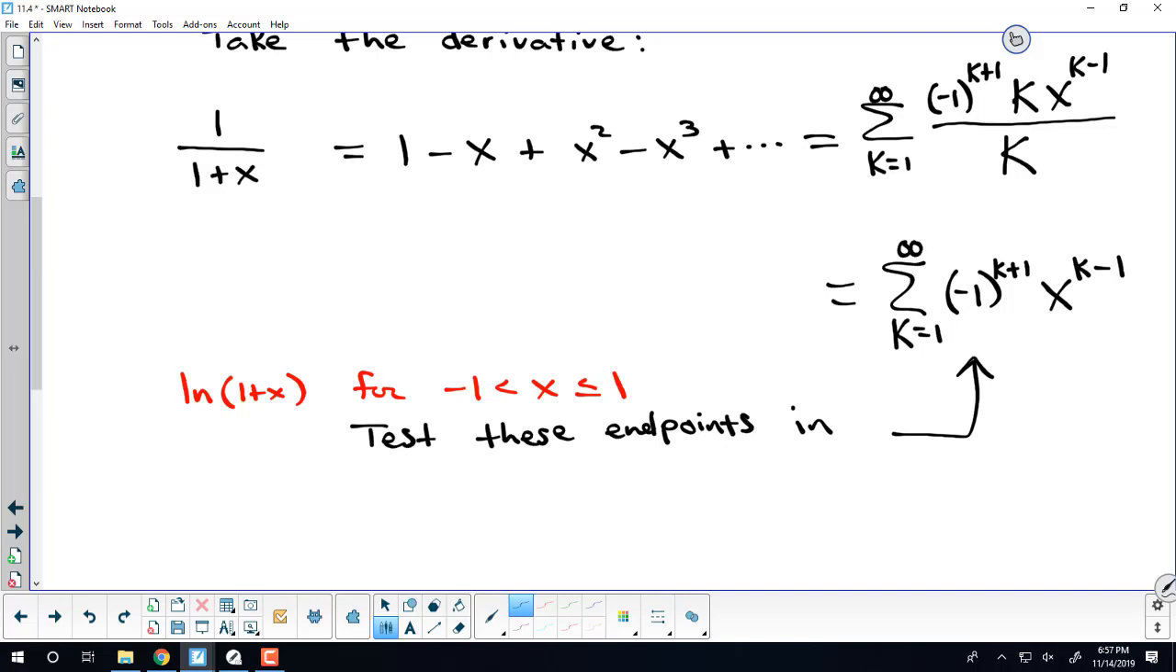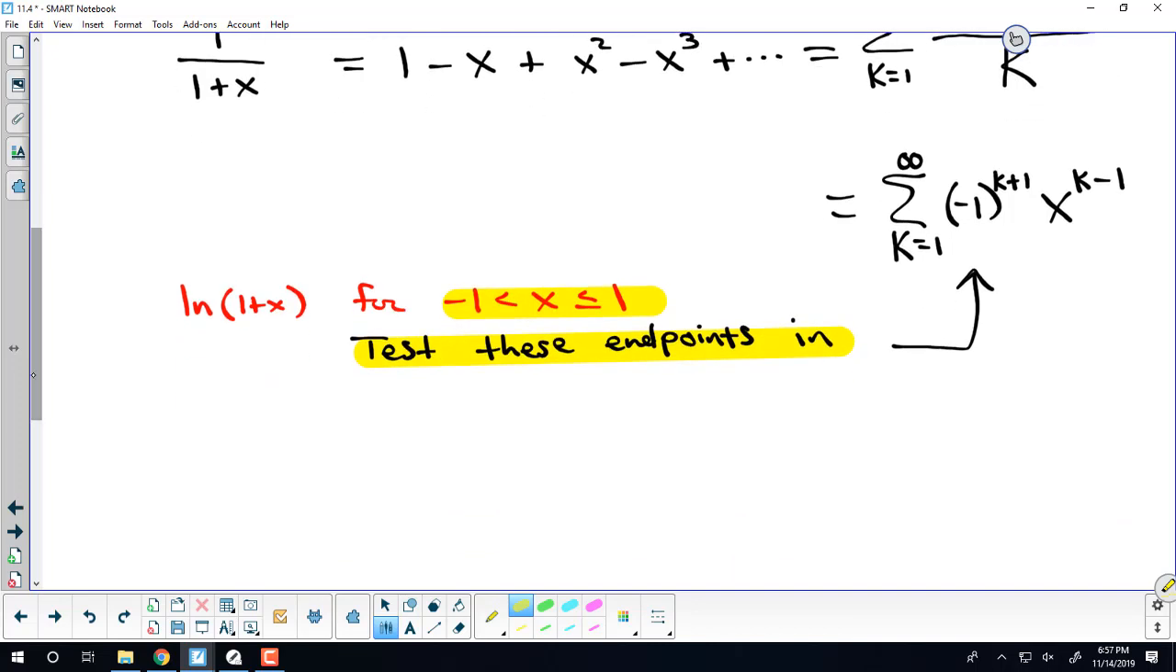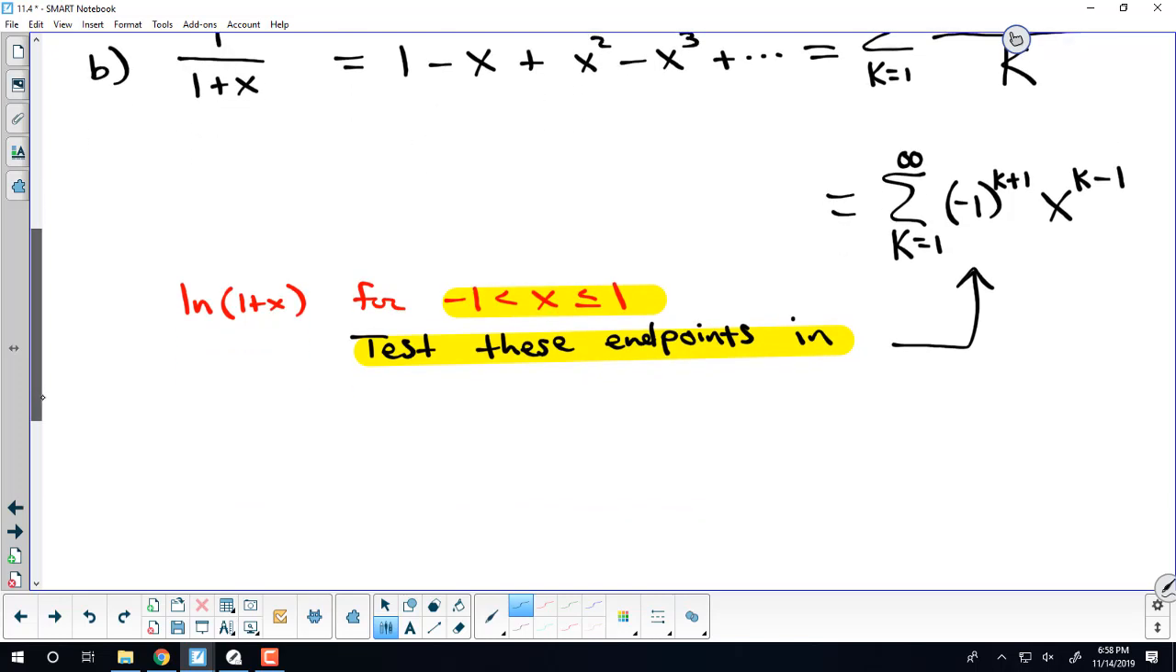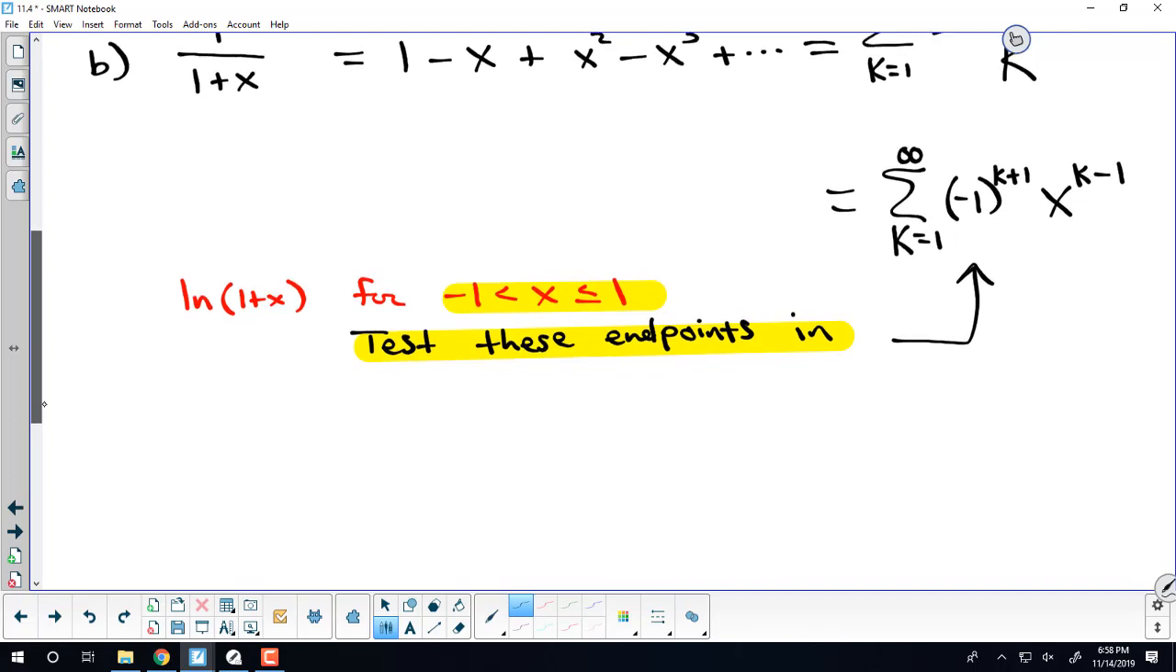So we're testing those endpoints in our differentiated series. So really that's part B. We know what function is represented by the derivative of the natural log of 1 plus x, its function representation, and its series representation. And then part C says give the interval of convergence for the new series that we have here.